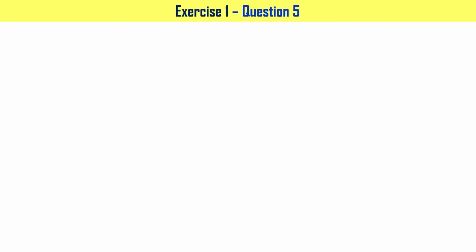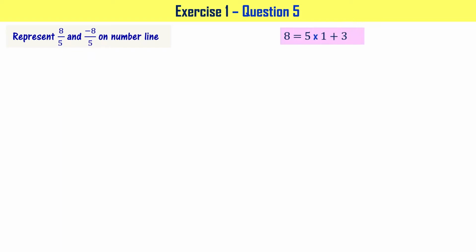Question number 5. Represent 8 by 5 and minus 8 by 5 on the number line. Look at this. Let me write 8 by 5. Okay. Can I write 8 as 5 times 1 plus 3? Right? 5 times 1 is 5 plus 3, that is equal to 8. So 8 by 5 can be written as 5 times 1 divided by 5 plus 3 by 5. Right? Now I can say that 8 by 5 equals this becomes 1 and this is written as is. So let me write it as 1 plus 3 by 5.